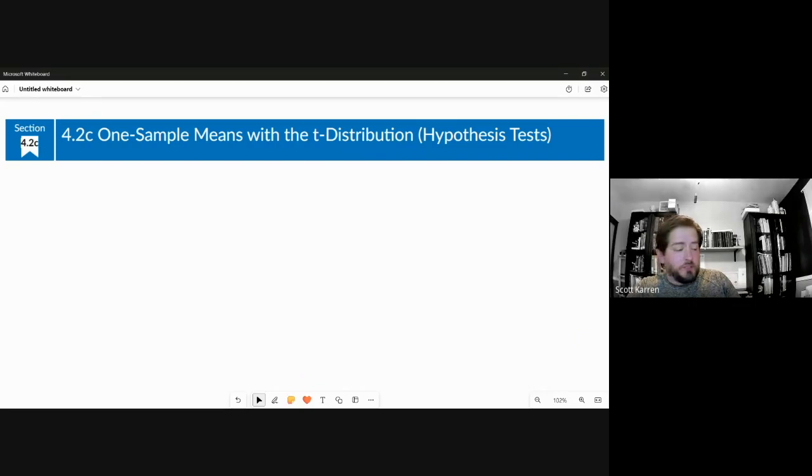We're in section 4.2C, or module 4.2C. And so this is one sample means with the t-distribution with hypothesis tests.